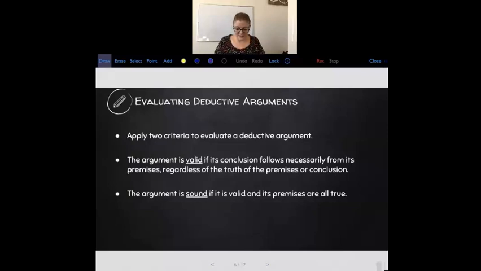Evaluating deductive arguments. We're going to talk about valid and sound. An argument is valid if its conclusion must follow from the premises, regardless of whether the premises or the conclusion is true. And so it's valid if it has to follow. An argument is sound if it is valid and all of the premises are true. So if an argument is invalid, it doesn't matter whether it's sound or not. You can just skip that step. Okay, but if it's valid, then we talk about sound or unsound.